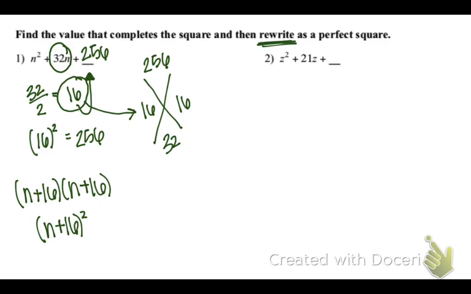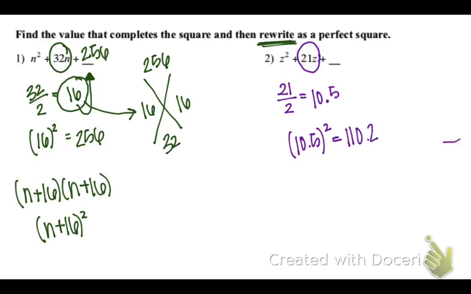Cool. This one, again, we're going to take this middle number, 21, and divide it by 2, and you get 10.5. Or you could just leave it as 21 halves. But then we're going to square that, which we get 110.25.